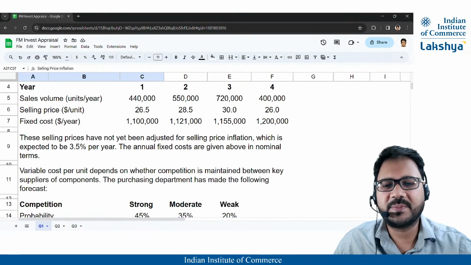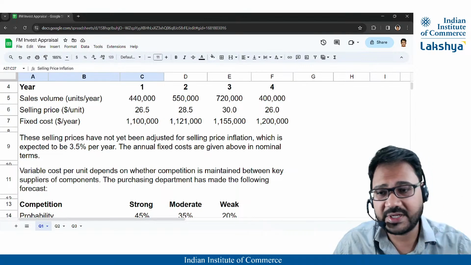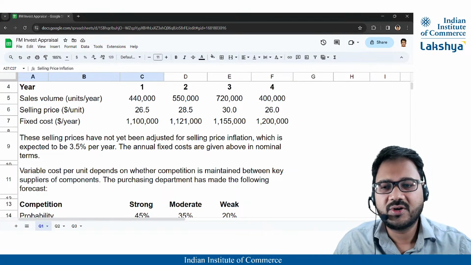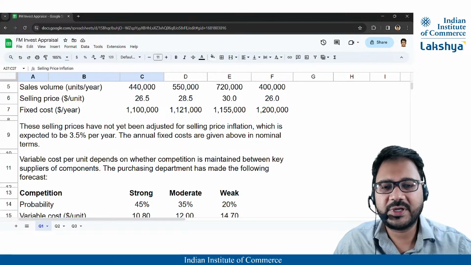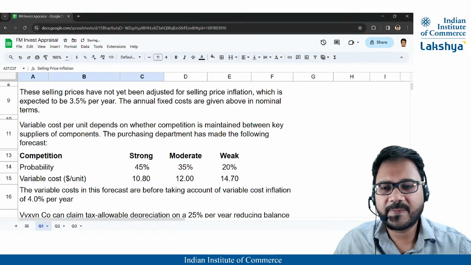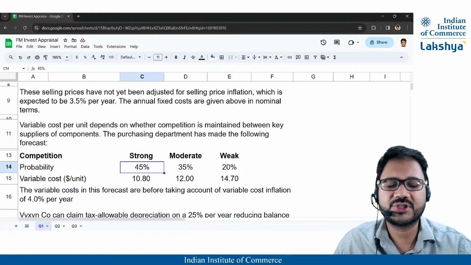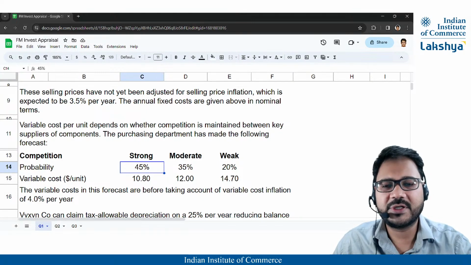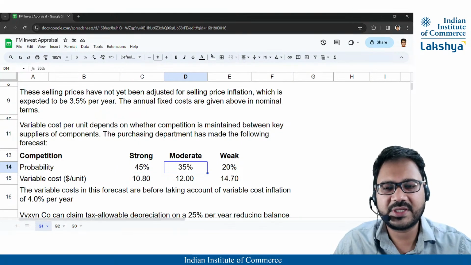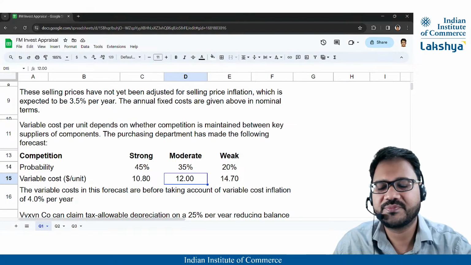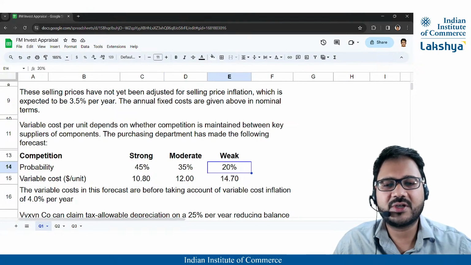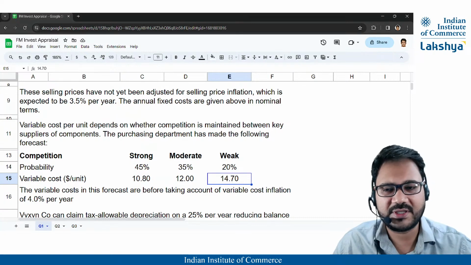Variable cost per unit depends upon whether the competition is maintained between the suppliers of the components. The purchase department has made the following forecasts. If the competition is strong, the variable cost will be 10.8, and the probability of a strong competition is 45%. Probability of a moderate competition is 35%, and variable cost will be 12. And the probability of a weak competition is 20%, and the variable cost in that case will be 14.7.